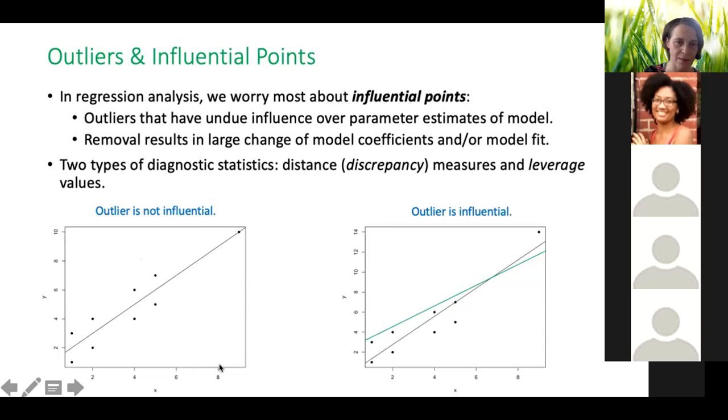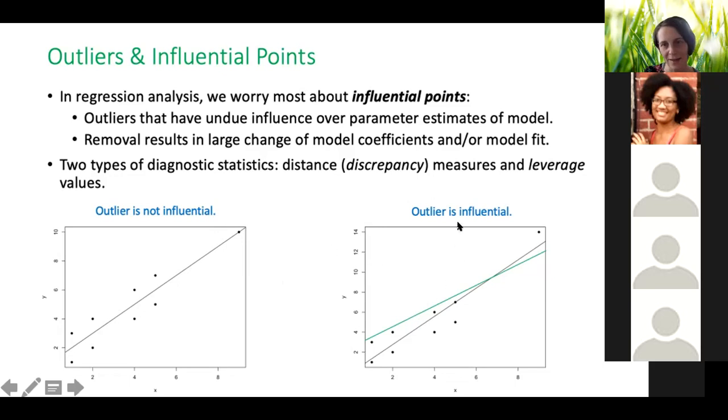Here we see an example on the left side where we have an outlier, right? A value that is extreme in terms of both the X value and the Y value. However, this outlier lies on the regression line. So if we would remove that from the analysis, nothing would change. It would be exactly the same. So this is an outlier, but it's not problematic. It's actually not influential.